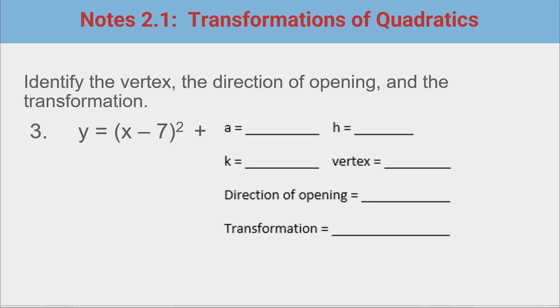So for number 3, I don't see anything out in front of the (x minus h) squared. So I'm just going to have an a value of 1. My h value is the opposite of what I see in parentheses. And then my k value is cut off in the picture. So I'm just going to tell you that the k value is 3. That means that my vertex is at 7, 3. And the direction of my opening is up, right? Because my a value is positive. Transformation then of right 7, up 3.